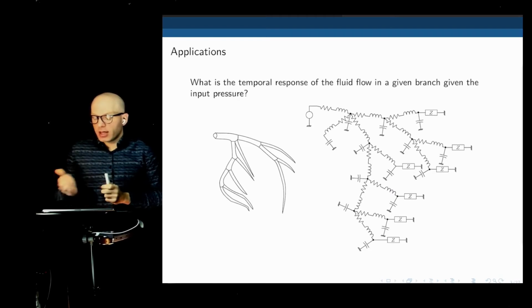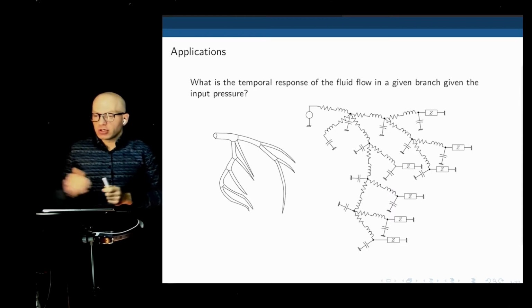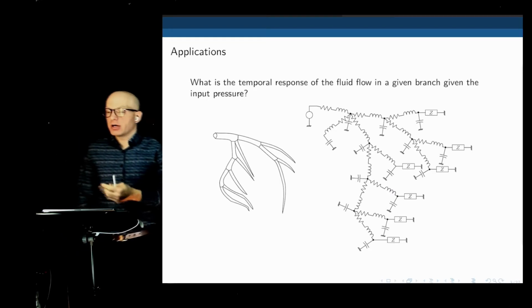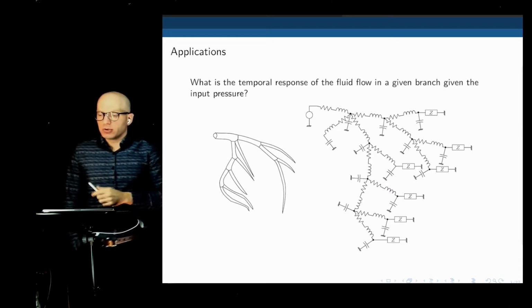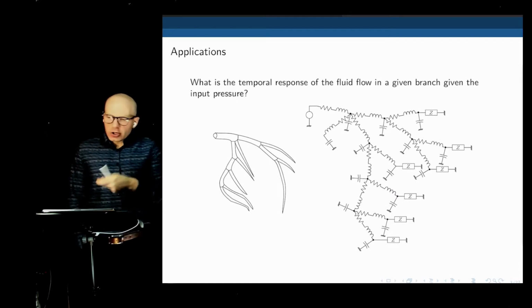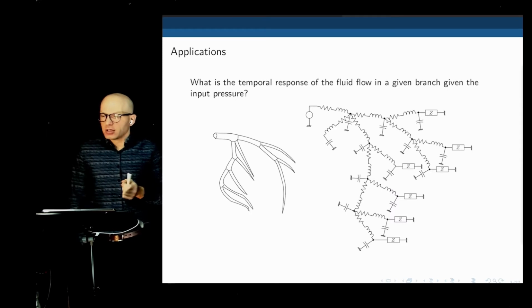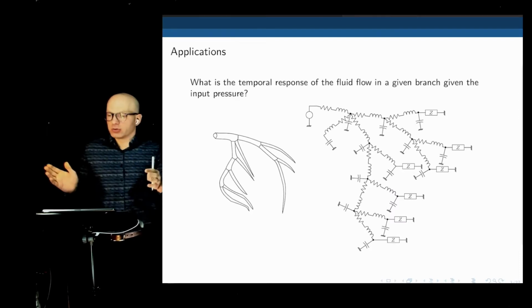For example, we can investigate how the fluid flow in a given branch evolves as a function of the input pressure. And for all systems that we derived so far, they are all governed by the same or similar sets of differential equations. So if you want to study them further, we need to solve them. We could solve these equations by hand using a conventional method, but that would be fairly complicated when you switch the input. If you switch the input, we have to redo all the process.